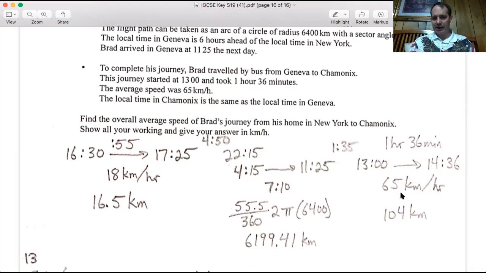So this hour and 36 minutes, and the bus is traveling at an average speed of 65 kilometers per hour. So 65 times the 1 hour and 36 divided by 60. Don't put 1.36, it's 1 plus 36 over 60 because it's in minutes. And that will give you your decimal of an hour, 1 plus 36 divided by 60 times the 65 will give you 104 kilometers that the bus traveled.